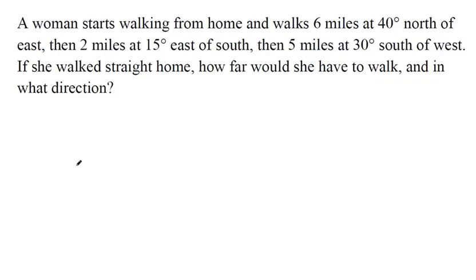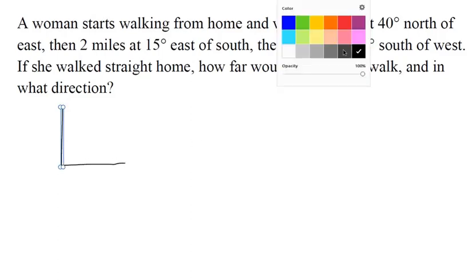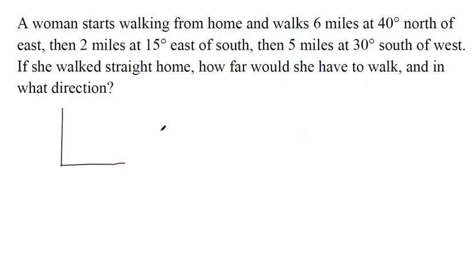Okay, a woman starts walking home and walks 6 miles at 40 degrees north of east. So here's north, here's east. So 40 degrees north of east would be something like this. 40 degrees goes here because they're traveling east, but just 40 degrees closer to north. Okay, and it takes them 6 miles.